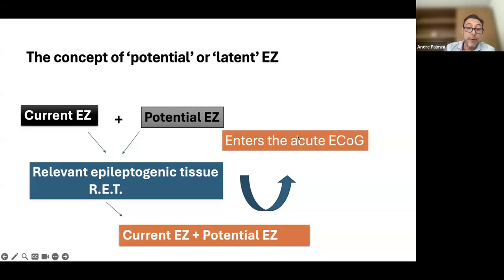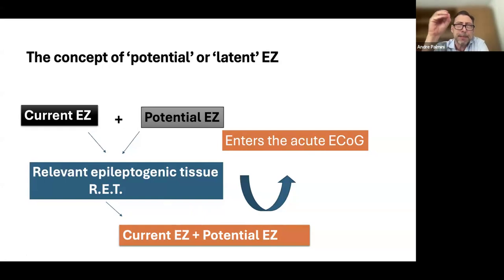ECoG may be very helpful, particularly the ECoG we use, which is the same used in Montreal and not used in many other places, which uses this flexible 16 or more ball-pointed electrodes that you can move around as much as you want. And then it's one way that we believe you can go after what I call the relevant epileptogenic tissue.